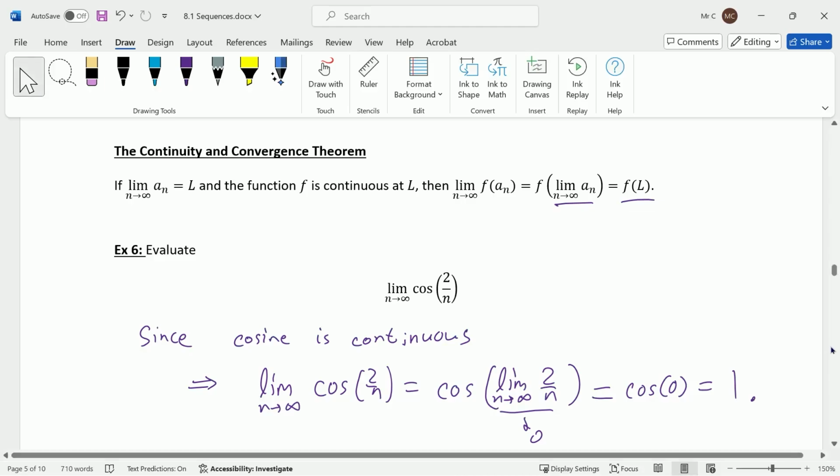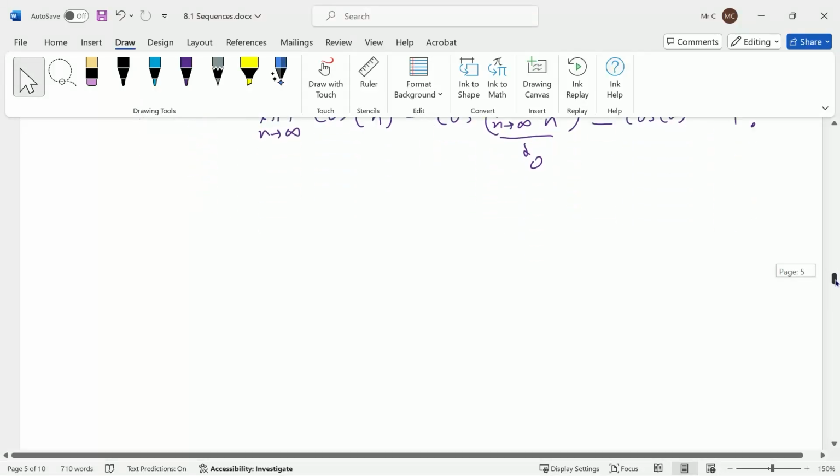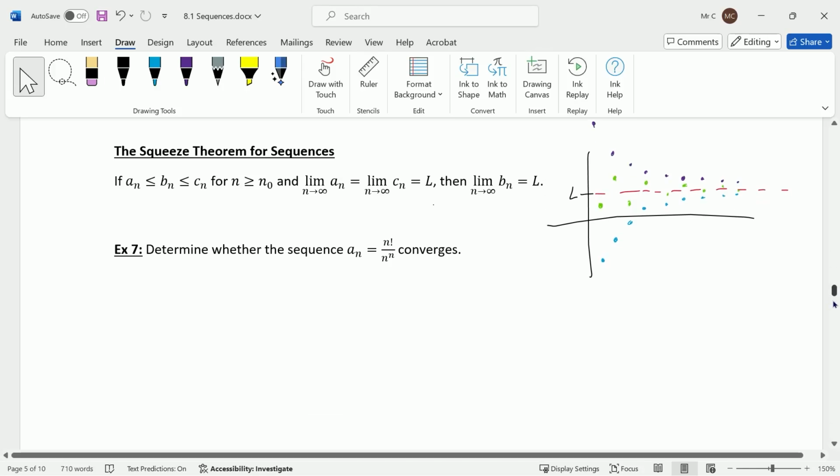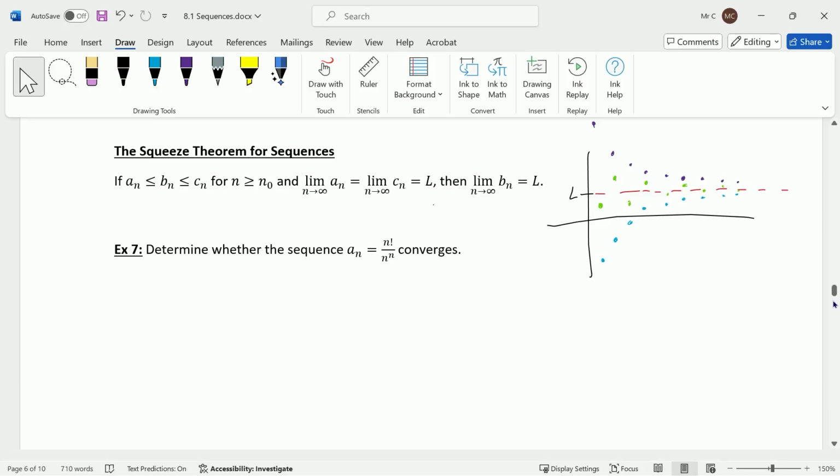All right, moving on to another example. So now we'll talk about the squeeze theorem for sequences. The squeeze theorem for limits of real valued functions applies in the same way to sequences. So if you have a sequence b sub n that is bounded by two other sequences, a sub n and c sub n, and the limits of that a sub n and c sub n are both the same, equal to L, then the limit of that middle sequence, the one bounded by both, will also be L.